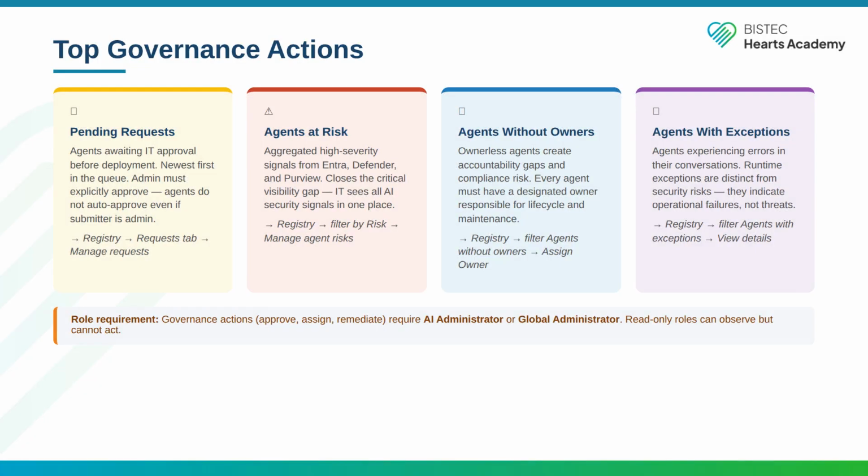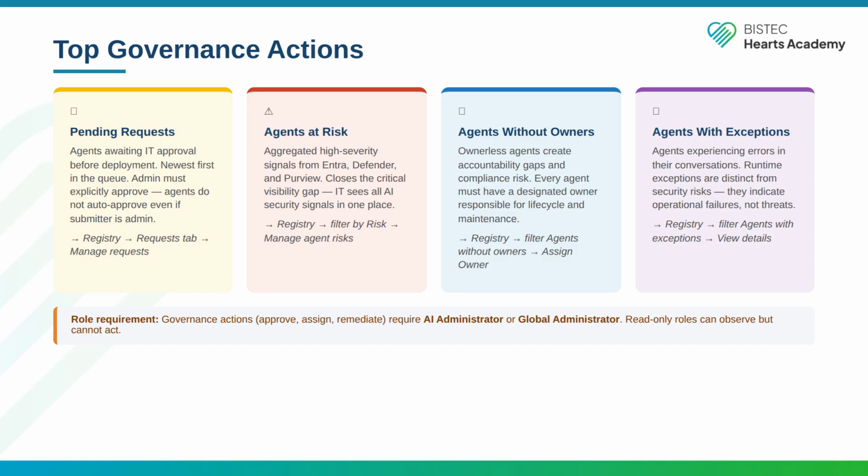The Agent 365 overview surfaces 4 governance action cards. These are not informational widgets. Each one is a queue of work that requires administrator action. Pending requests is the approval queue for agents awaiting IT sign-off before deployment. Agents do not auto-approve even if the person submitting is an admin. Every submission goes through the queue.